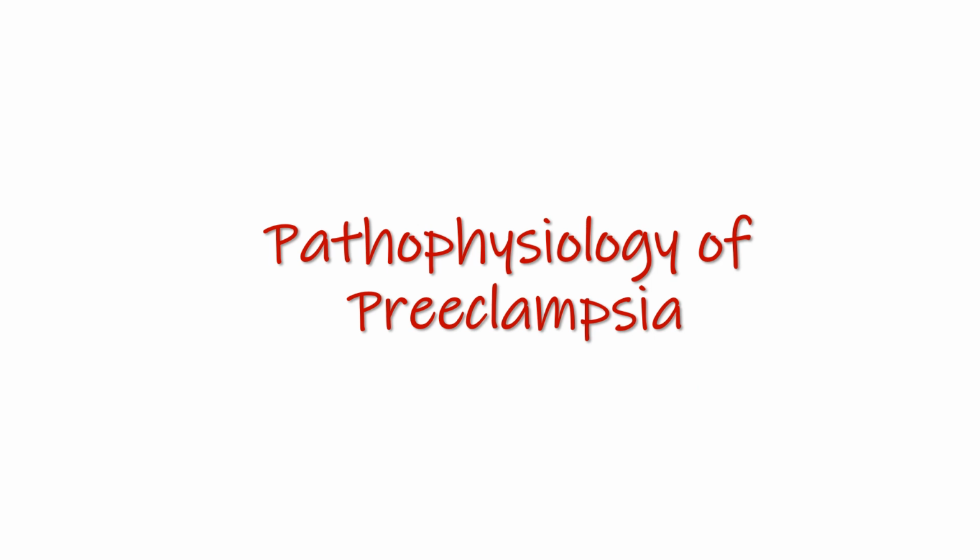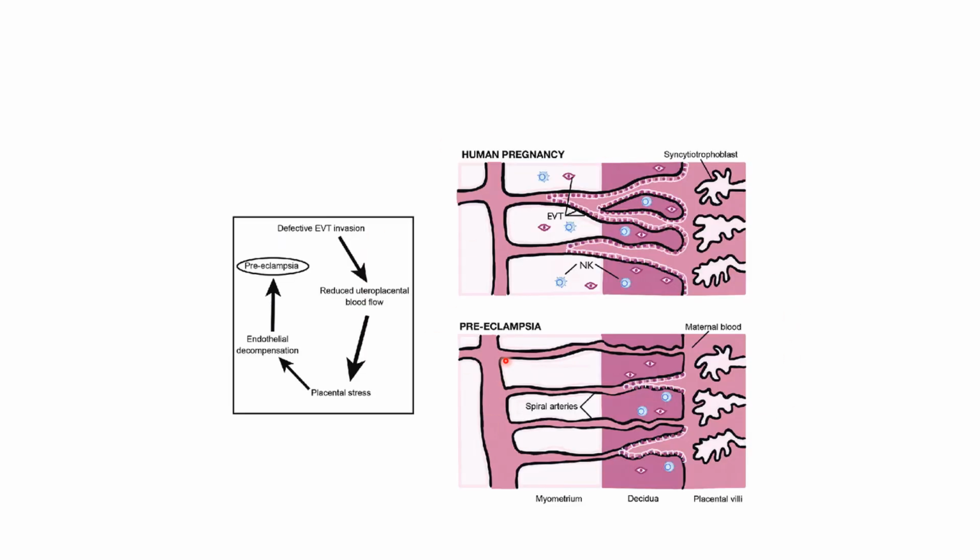Let's dig in. Pathophysiology behind preeclampsia. In preeclampsia, we normally have inadequate trophoblastic invasion. So the cytotrophoblasts normally invade the spiral artery. These are the spiral arteries, as mentioned. So you can see the spiral artery. They normally invade the spiral artery, creating a low resistance.